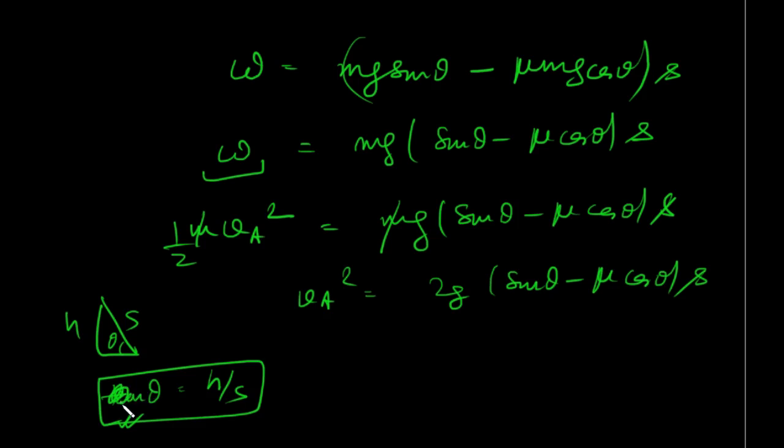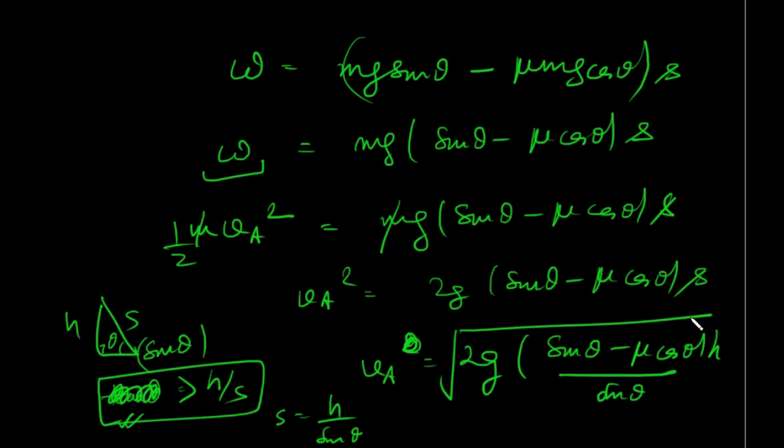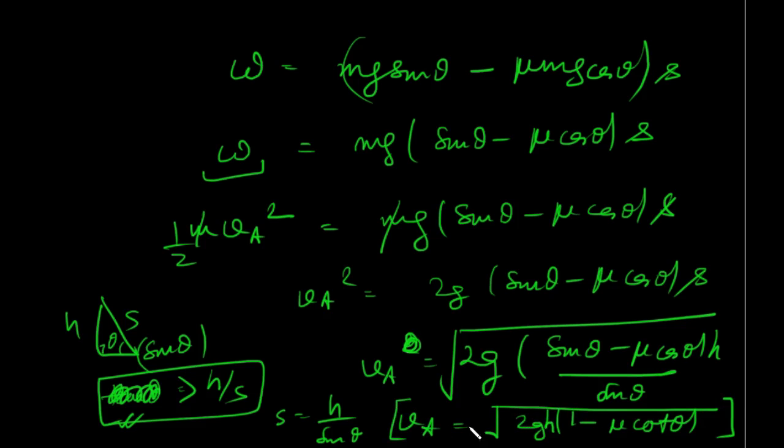Sorry, no, this will not be tan theta. This will be sin theta. Yes. Alright. Sine theta equals perpendicular by hypotenuse. So sine theta would be equal to h upon s, right? So s would be equal to h divided by sine theta. So we just put this here, 2g into sine theta minus mu cos theta into h divided by sine theta, and we take this root, and we have the final formula for VA as root of 2g h into 1 minus mu cot theta. This is the exact answer we got from the concept of acceleration.